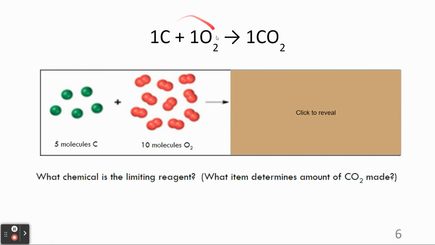We have 1 carbon plus 1 oxygen produces 1 CO2. And so here are the carbon atoms, it should really say. So we have 5 carbon atoms. And then here we have 10 oxygen molecules. So based on this balanced equation, if I have 10 oxygen molecules, because it's a 1-to-1 ratio here, I should be able to make 10 carbon dioxide molecules. So you could make that estimate.